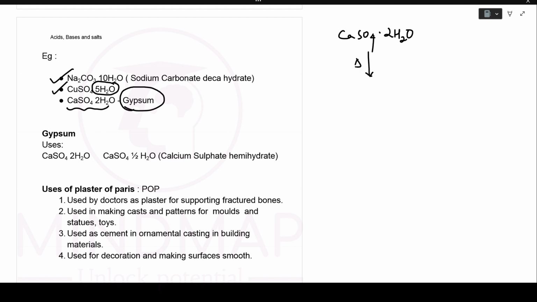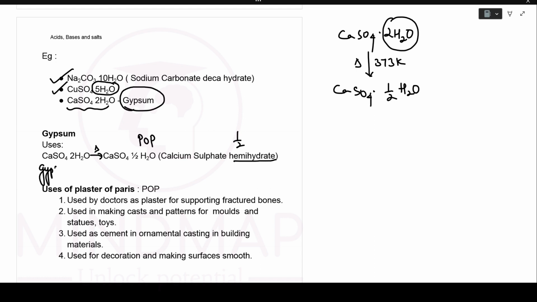When you heat this gypsum at 373 Kelvin, what will happen? The 2 molecules of water will get reduced to half a molecule of water. And this product we get with half a molecule of water is called calcium sulfate hemihydrate. Hemihydrate means half a molecule of water, and this is called POP, Plaster of Paris. So what did we get from gypsum? We got POP from gypsum. And what is the difference between the two? The only difference is that gypsum, calcium sulfate, had 2 molecules of water of crystallization, whereas in POP, Plaster of Paris, we have only half a molecule of water.